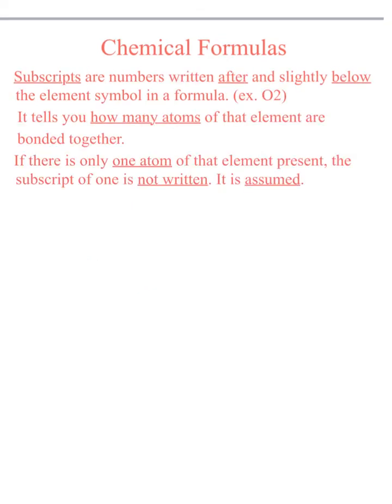Let's talk a little bit about what that means. We have subscripts. This is not a great representation of what a subscript looks like, so let's go ahead and get a new one up there. It would be something like O2 or CO2 or CH4. All of those small numbers at the end are called subscripts. And that tells you how many atoms of that element are bonded together. And like I said, if there's only one atom of that element present, we do not write the 1. We assume that that 1 is there.